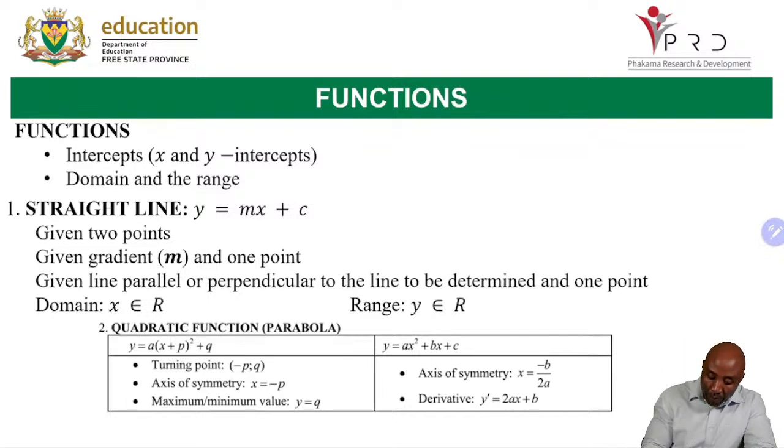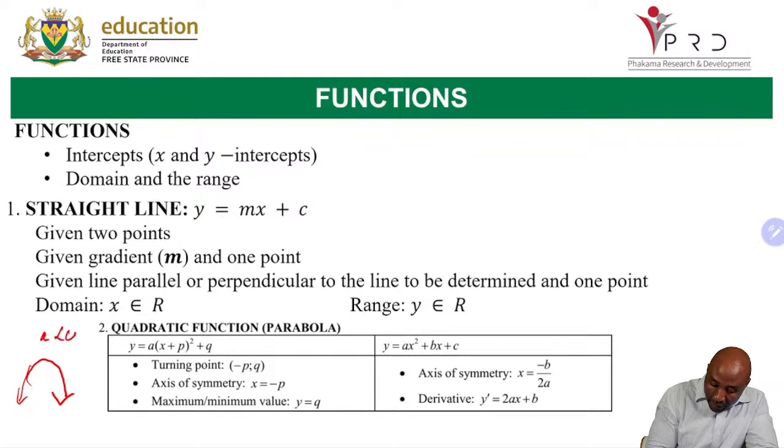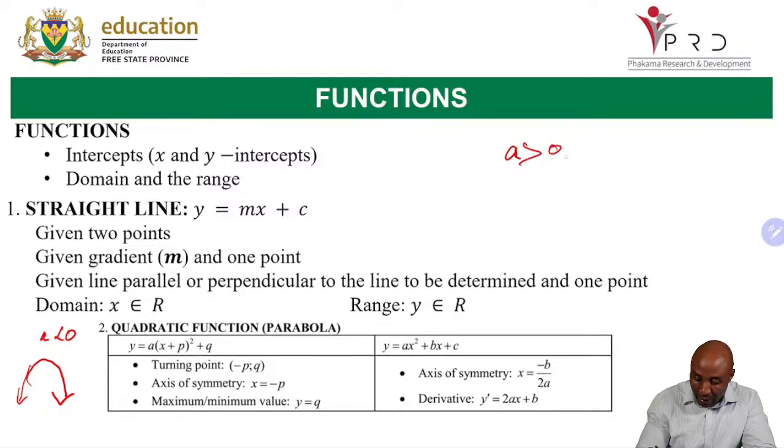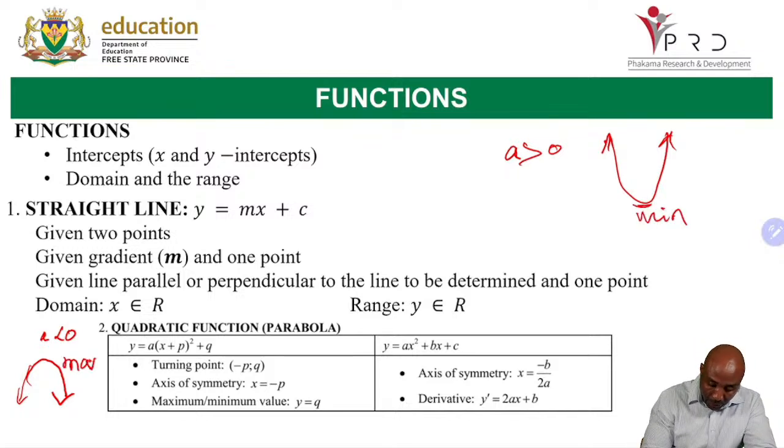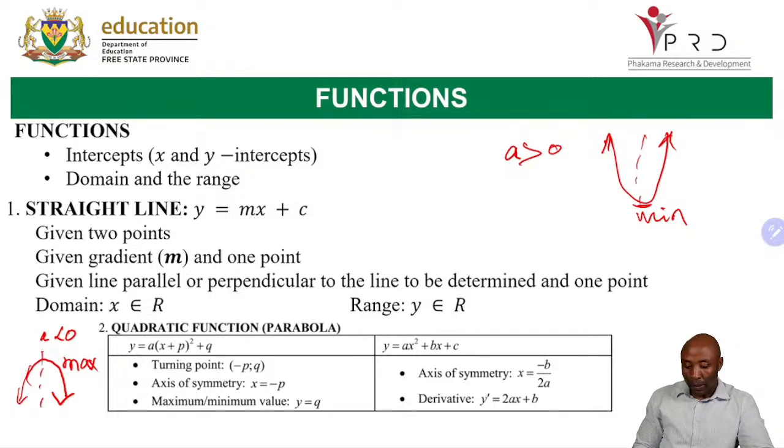Our graph will be concave down like that of the parabola. This is when we are saying our a is less than 0, and if our a is greater than 0, we know that our graph will be concave up. So that's minimum, that's maximum. We must remember that. Also have axis of symmetry. We should be able to do that.